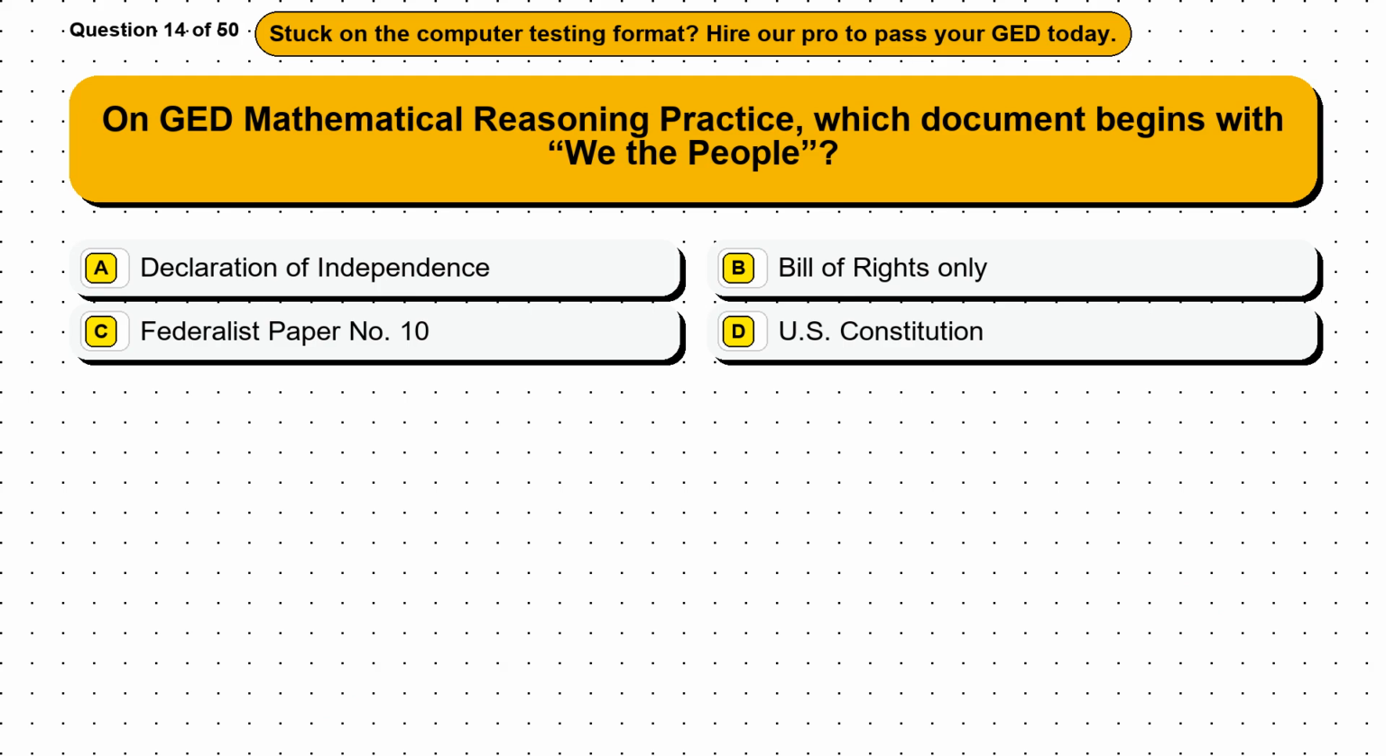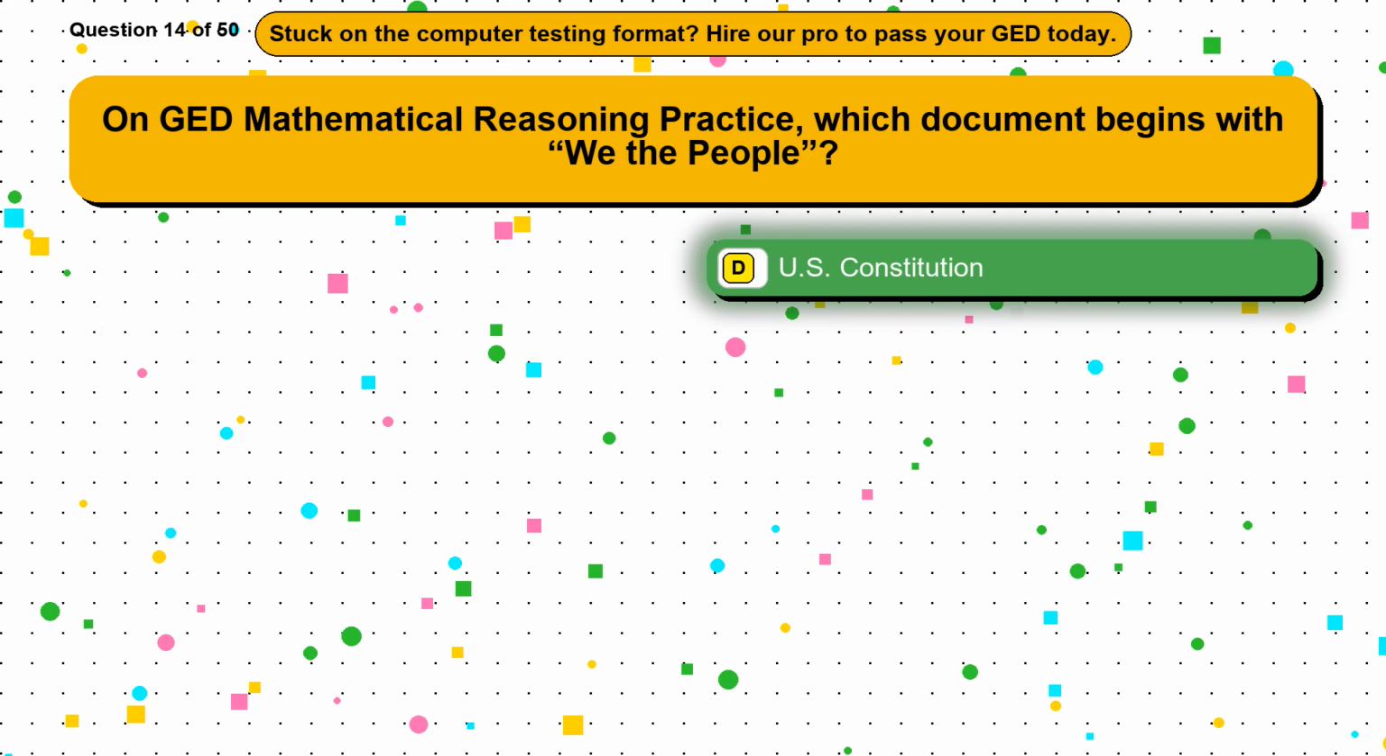Question 14. On GED Mathematical Reasoning Practice, which document begins with "We the People"? Option A, Declaration of Independence. Option B, Bill of Rights only. Option C, Federalist Paper No. 10. Option D, U.S. Constitution. The correct answer is option D.